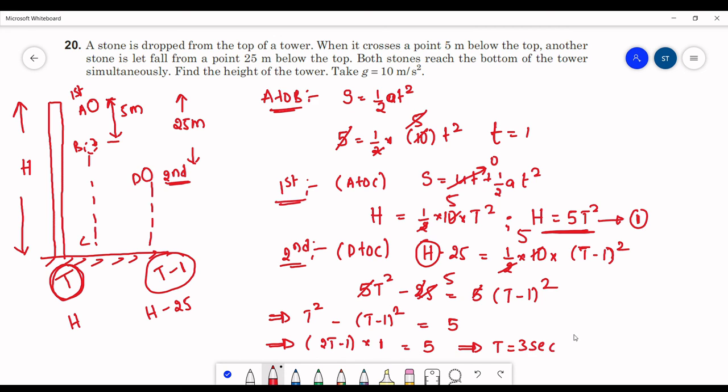Now substitute t equals 3 seconds in equation 1. So here h will be 5t square, which is 5 into 3 square. So 9 into 5, this will be 45 meters. This will be the final solution for this question.